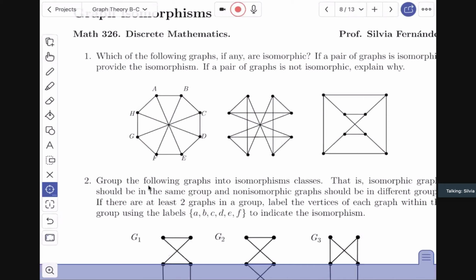Okay. So here, this problem is a little harder because I'm not telling you if they're isomorphic. I'm telling you, if they're isomorphic, then provide the isomorphism. If they're not, then explain why. So we can look at this one, I guess. This is similar, but it's not the same as problem B18.